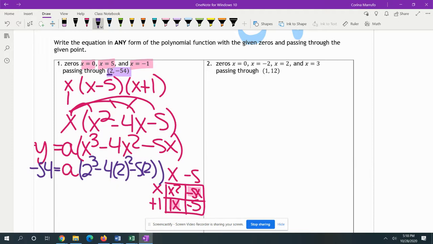So I'm going to go ahead and put all of that in my calculator exactly the way I see it, just the part that's in the parentheses. So 2 to the third power minus 4 times 2 squared minus 5 times 2. And that gives us -18. So we get -54 is equal to a times -18.